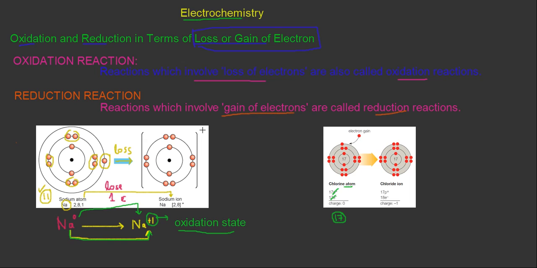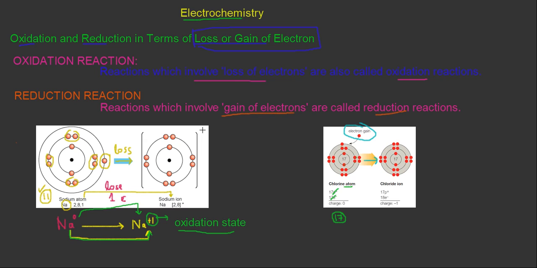As you can see, the first shell of this chlorine atom has 2 electrons. The second shell has 8 electrons, and the valence shell, the outermost shell, has 7 electrons: 2, 4, 6, and then the last one, 7. So after gaining an extra electron from any other atom, it would be converted into a chloride ion.